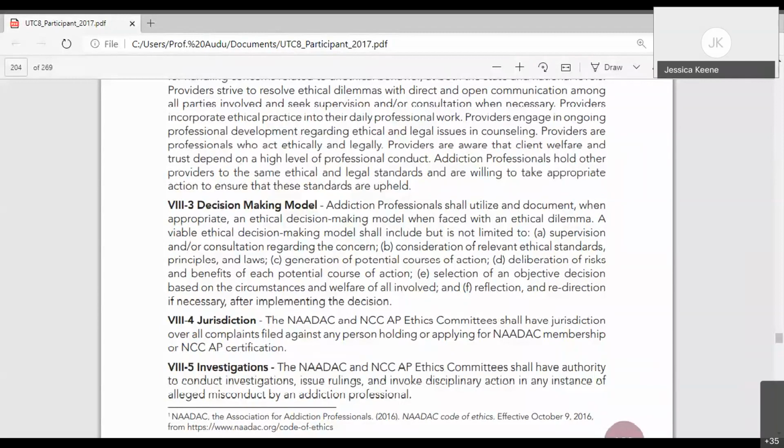So we should be familiar with the decision-making model and ensure that we apply it whenever we have ethical dilemmas. And then we must also know that this decision-making model includes, but is not limited to, supervision, consultation regarding the concern, and the relevant ethical standards, principles, and laws, and generation of potential courses of action, deliberation of risks and benefits of each potential course of action.